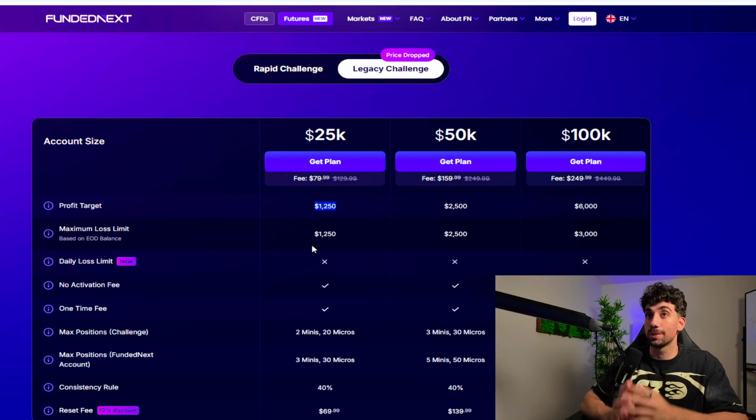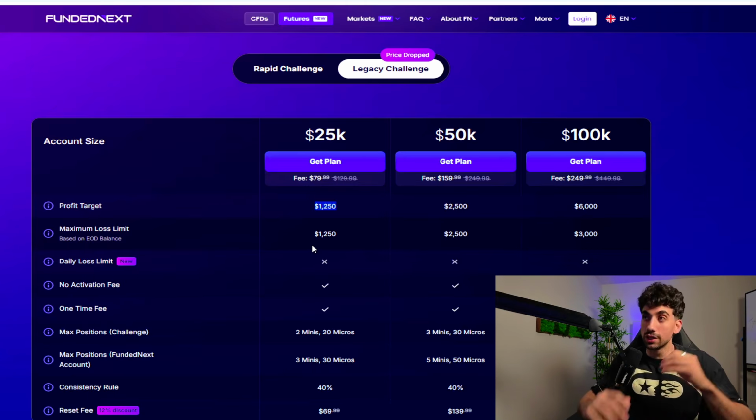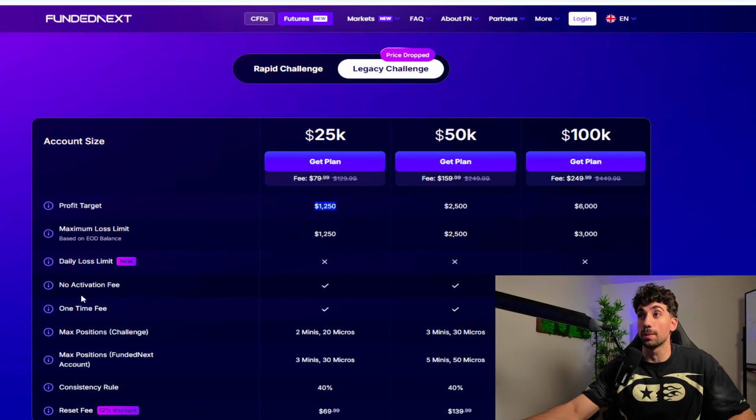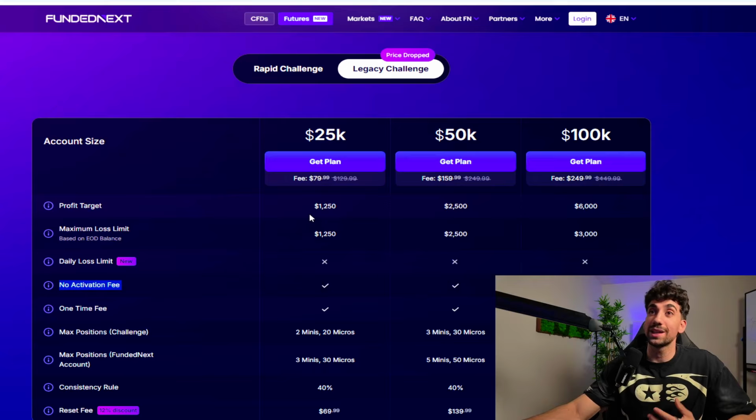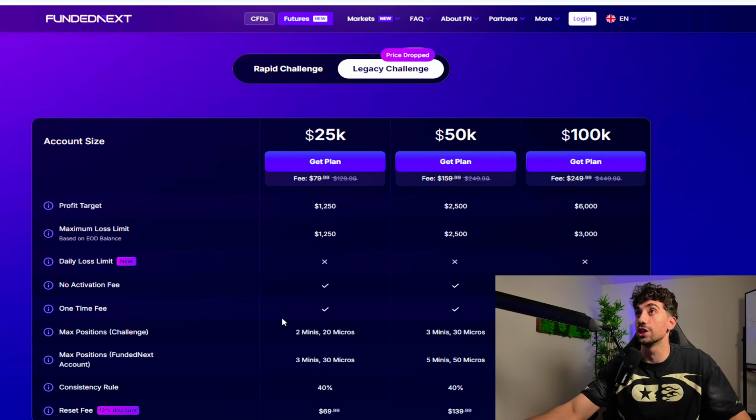Your maximum loss limit is $1,250, but you're also targeting $1,250, which means if you full port and you aim for 1R, you have about a 50% win rate with literally 0 edge. And of course, you have no activation fee. That means it's $79. With my discount, you're going to be about $69 all in, one-time fee, and you can get 30 days to your first payout, which is completely insane. So take advantage of Funded Next with code BGC at checkout.